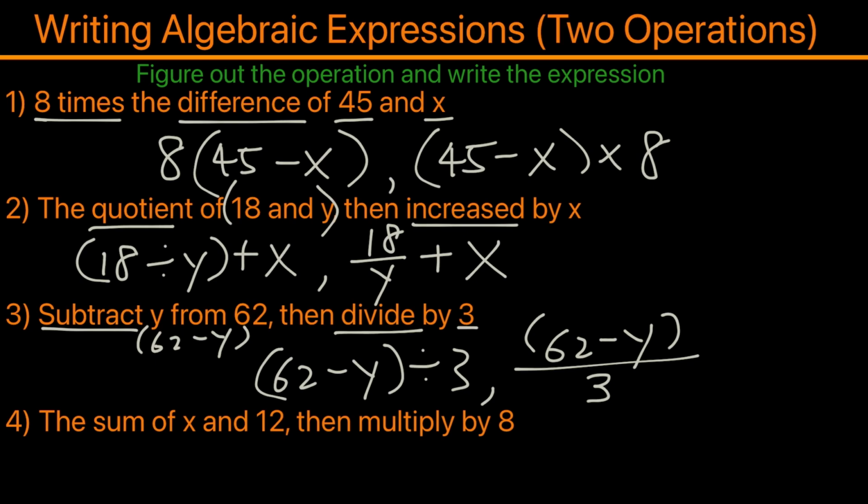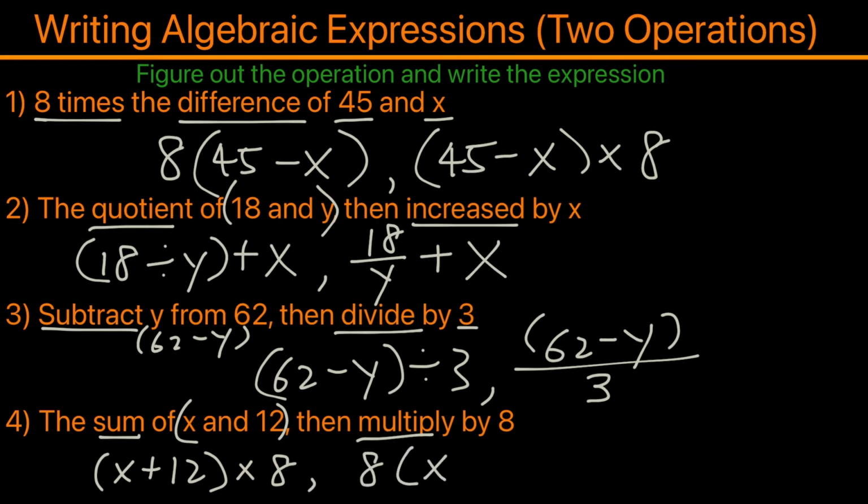For the fourth example, the sum of x and 12, and then we want to multiply by 8. So sum will be x plus 12, and then multiply by 8. Or we can write 8 and then times x plus 12. Either way will work. So these are examples of how you would write algebraic expressions, whether it's one step or two step.